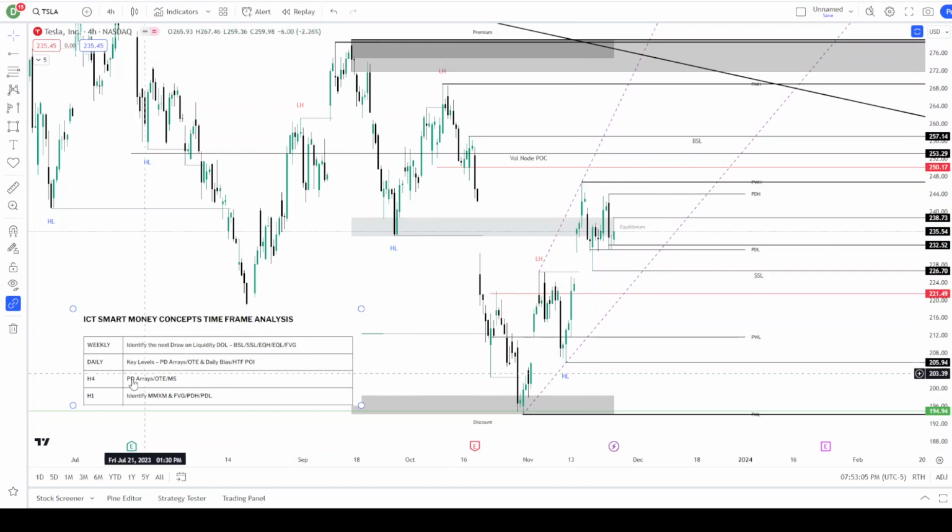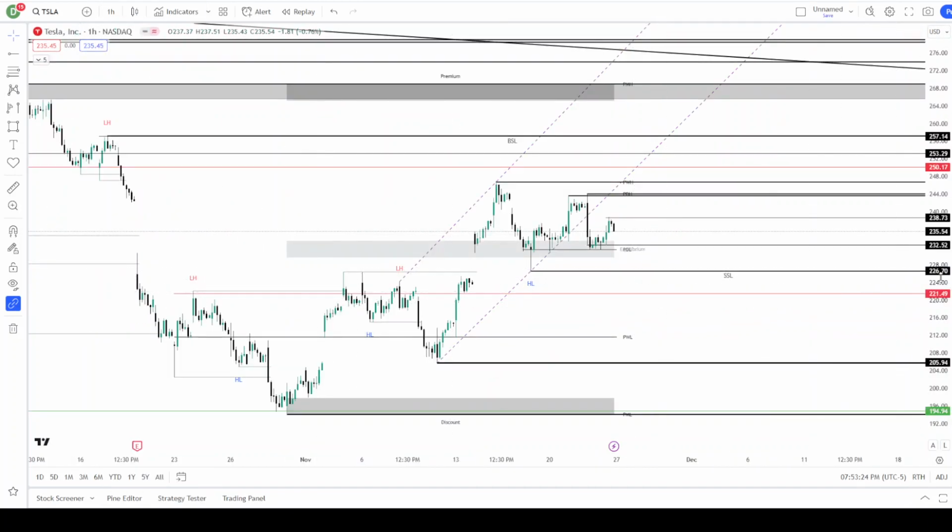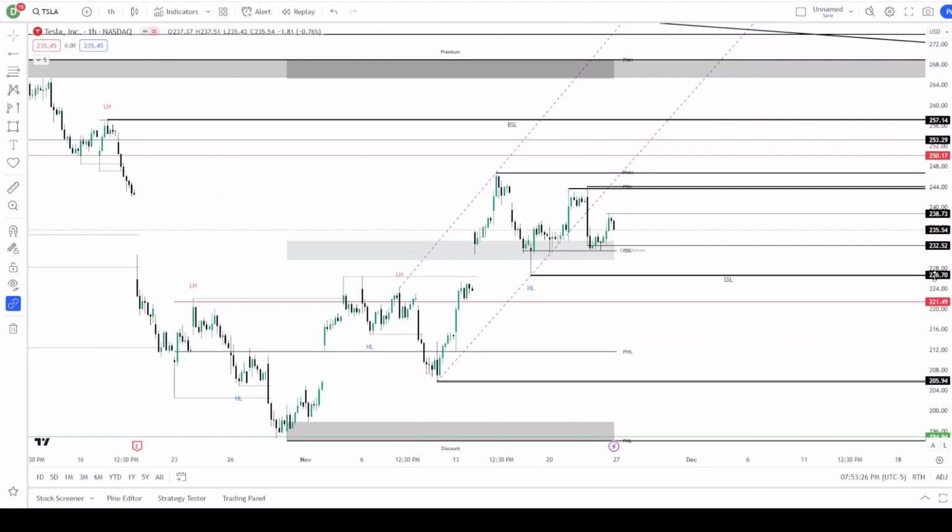Last thing we're going to look at is the 1 hour, see if we can find the market maker buy, market maker sell model, fair value gaps, and then again, with previous day high, previous day low. We already talked about that on the other time frames. So when we're looking at the 1 hour chart, market maker buy, market maker sell model is actually going to be seen on a different time frame.